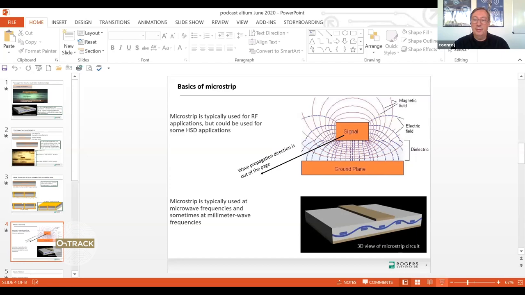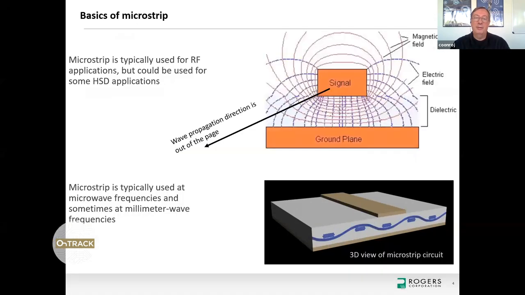Since we already talked about how to build a microstrip circuit, I thought I'd show you what it looks like in a cross-sectional view with electric fields applied. What I'm showing here is a microstrip signal on top with the ground plane on the bottom, and the blue lines are the electric fields. The magnetic fields are wrapped around the signal. As these fields vary in time and energy, they create a wave that comes out of the display at you. That's the wave propagation that you really want as a designer.